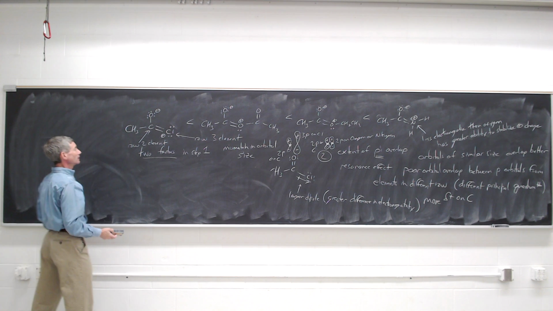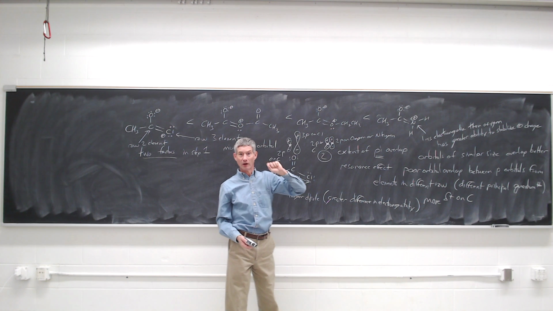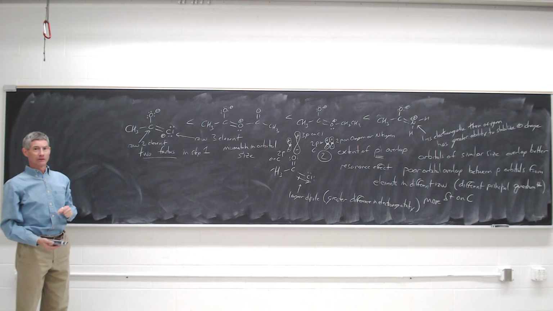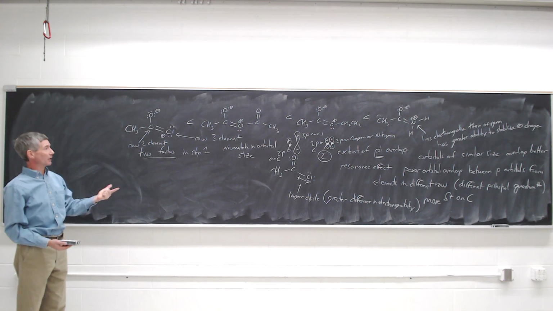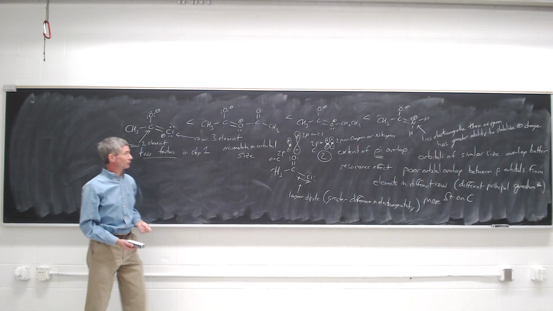So we might predict that a thioester, if we change this oxygen to sulfur, would have considerably greater reactivity than an oxygen ester, because the contribution to this resonance structure with the 3p orbital from sulfur would also be lower.